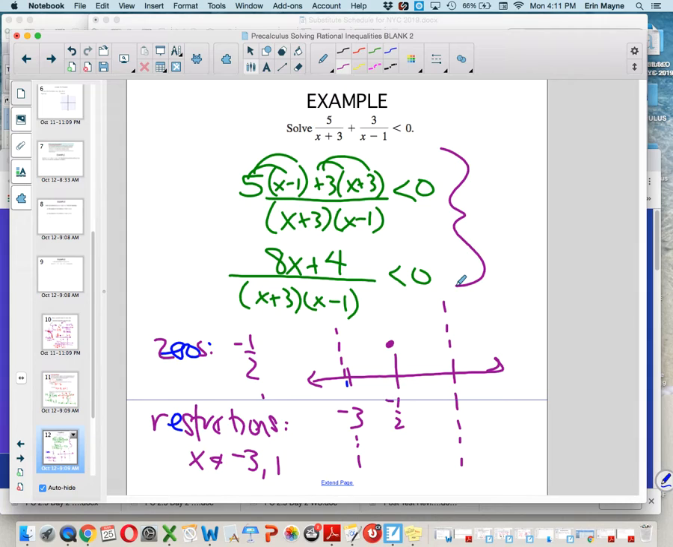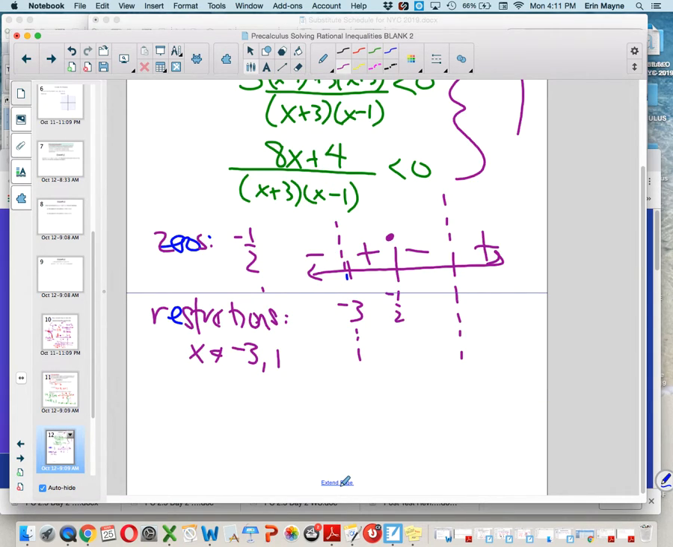When I tested this, I got negative, positive, and then I am simply solving this time for where this is less than 0. So instead of listing both the positive and the negative, I'm listing only when it's less than 0, which is from -infinity to -3, and from -1/2 to 1.